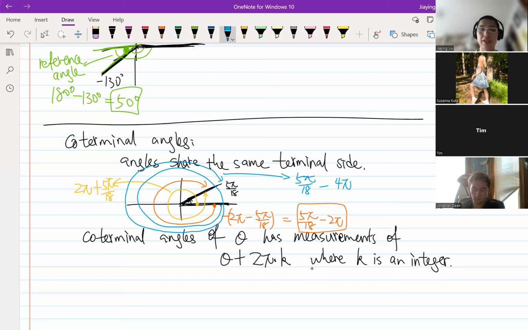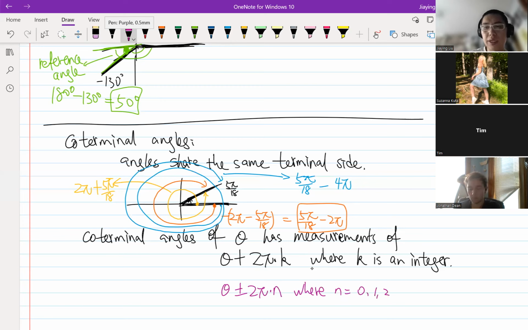So you can think about it as theta plus 2 pi times k, where k could be positive or negative, or you can think about it as theta plus or minus 2 pi times k, but k only being positive in that case. So let's see. Or you can think about it as theta plus or minus 2 pi times n, where n equals 0, 1, 2, 3, if you want to restrict n to be whole numbers. But either way, it's good to think about this.